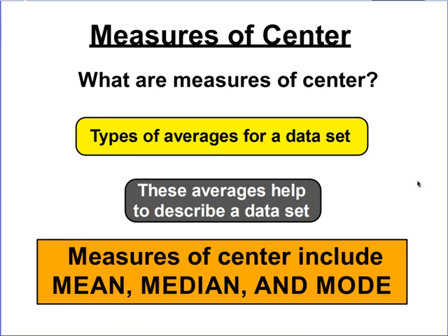Range is also something that usually gets lumped in with these measures of center because you need a data set to calculate it, but range is not a measure of center. It's just a calculation you can derive or you can get from a large data set.